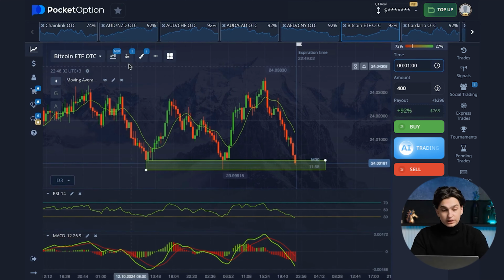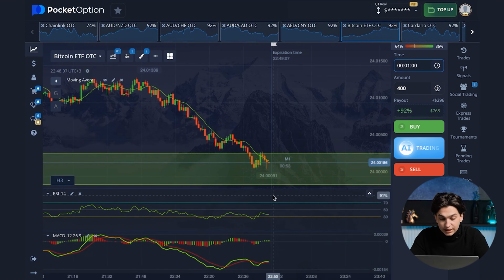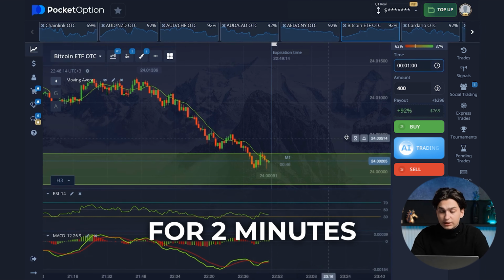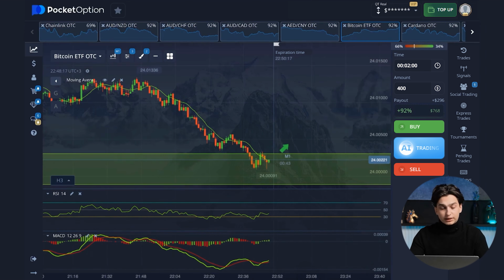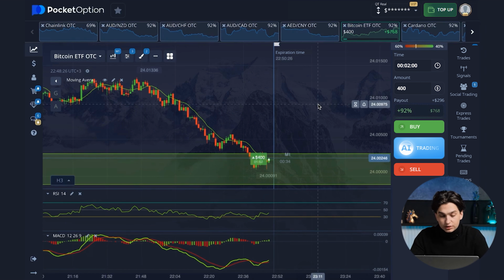I found an obvious level of support on the Bitcoin ETF on the OTC. Let's move to the minute candle time frame, and we see that again, MACD crossed the signal line from bottom to top a little earlier, so we can open a buy trade for 2 minutes, as I already said earlier. Since our candle chart is on a 1-minute time frame, we open the trade for at least 2 minutes. RSI also had a buy signal earlier, as the green line was under 30, indicating oversold, allowing a buy trade.